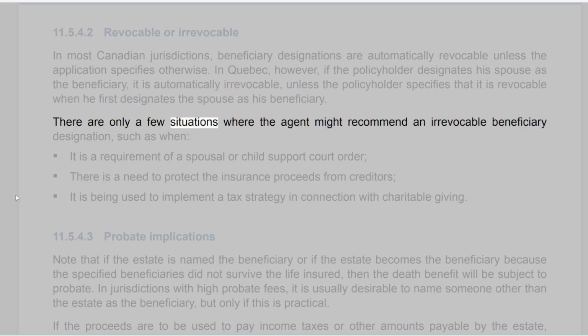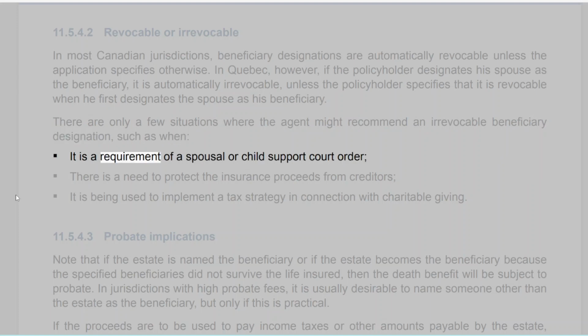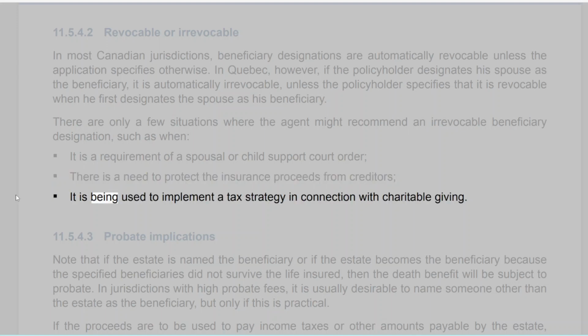There are only a few situations where the agent might recommend an irrevocable beneficiary designation, such as when it is a requirement of a spousal or child support court order, there is a need to protect the insurance proceeds from creditors, or it is being used to implement a tax strategy in connection with charitable giving.